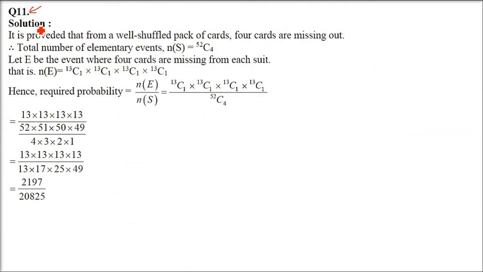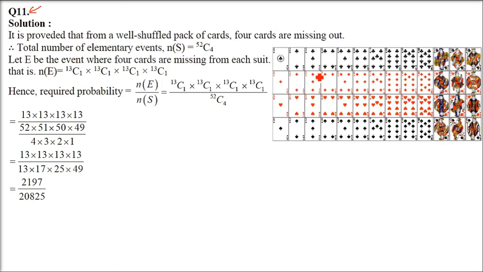In shuffling a pack of 52 playing cards, 4 are accidentally dropped. Find the chance that the missing cards should be one from each suit. So you need to understand the question first. There are 52 cards in all and 13 in each of 4 suits. So 13 into 4 is 52. Diamond, heart, spade, like this. There are 4 of these. Now it is being said that 4 are accidentally dropped, or they are missing.